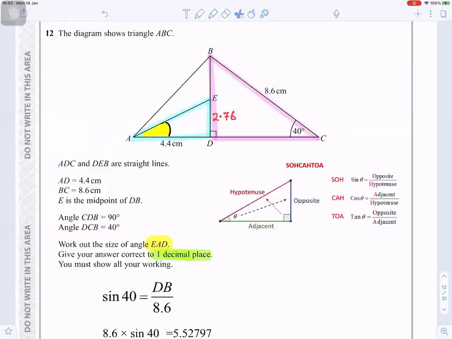Question number 12. The diagram shows the triangle ABC. ADC and DEB are straight lines. AD is 4.4 centimeters, BC is 8.6, E is the midpoint of DB, angle CDB is 90 degrees, and angle DCB is 40 degrees. Work out the size of angle EAD. Give your answer correct to one decimal place. You must show all your working.